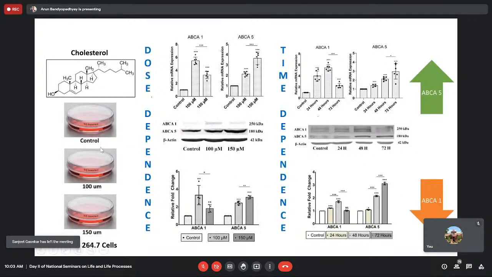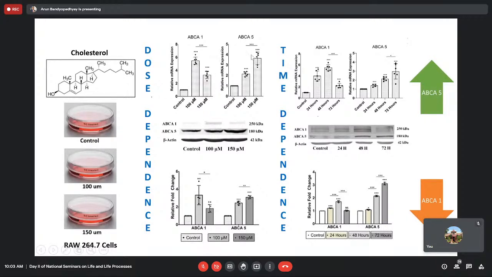Now he has loaded the cells with higher than physiological levels. 100 micromolar cholesterol is the physiological concentration for in vitro study. He has increased the cell cholesterol loading up to 150 micromolar. So that is very interesting. Now you can see that after 150 micromolar cholesterol treatment to the cells, the ABCA1 is downregulated. And at the same time, ABCA5 is upregulated.